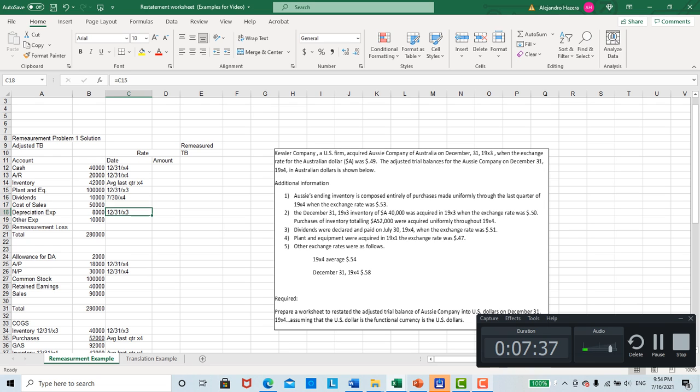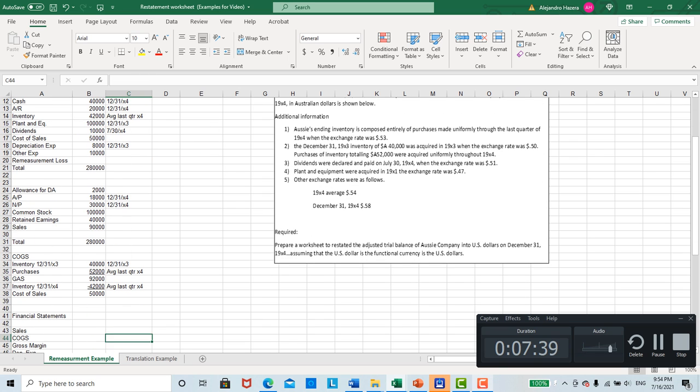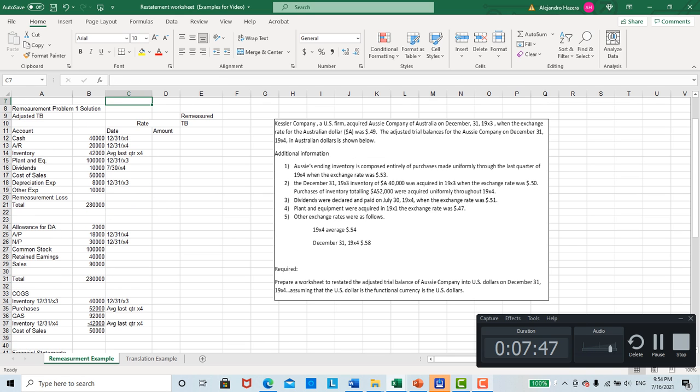And for our cost of sales, we'll do a little calculation down here. And then for other expenses, all we've got left is allowance for doubtful accounts. It just makes sense that you're going to use whatever rate you use for accounts receivable for the allowance for doubtful accounts. That's a negative contra monetary item, in a sense. And then you've got two equity items. The equity items will be the historic rate at 1231 X3. And we'll use the same thing for retained earnings.